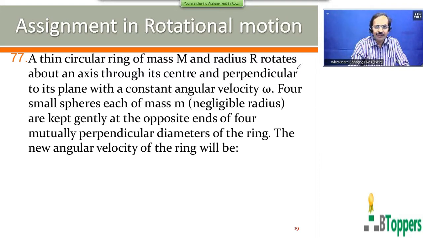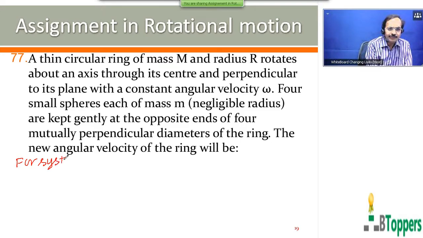A thin circular ring of mass capital M and radius capital R rotates about an axis through its center and perpendicular to its plane with a constant angular velocity omega. Four small spheres, each of mass small m and negligible radius, are kept gently at the opposite ends of four mutually perpendicular diameters of the ring. The new angular velocity of the ring will be? So we can consider the ring and the four small spheres as one system. Applying conservation of angular momentum for the system here.